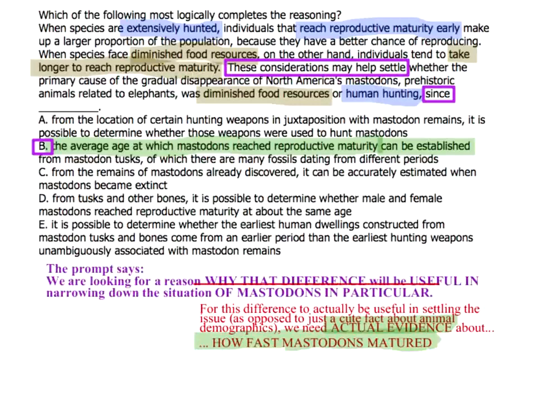So as far as the other choices are concerned, from the location of hunting weapons, it's possible to determine whether they were used to hunt mastodons versus doing other things with them. That's not going to help us. A would help us determine the purpose of the weapons that were found, but we don't care. When mastodons became extinct is not the issue. The issue is how fast did they reach reproductive maturity.